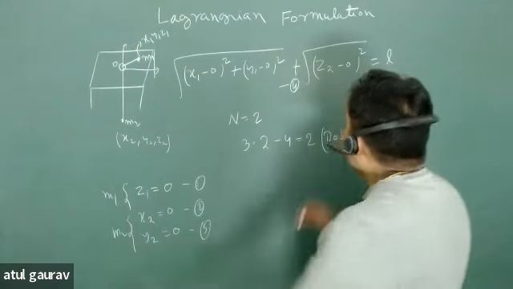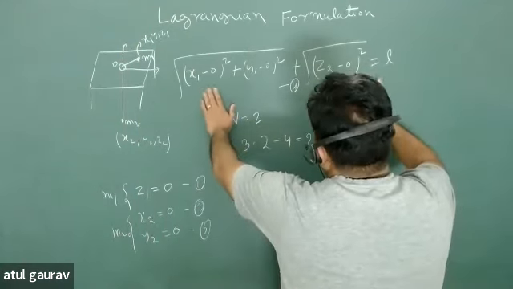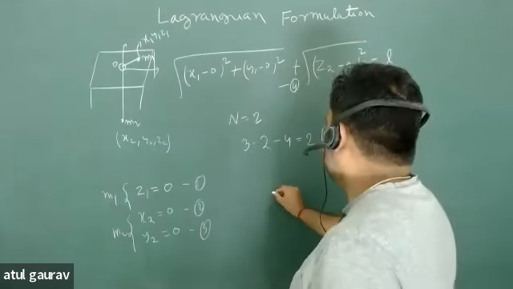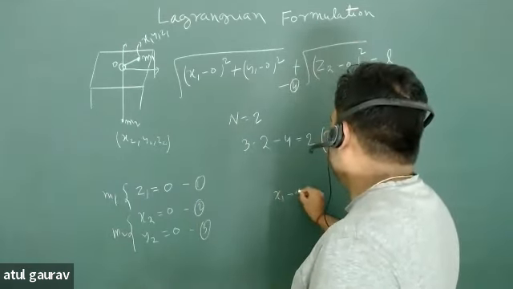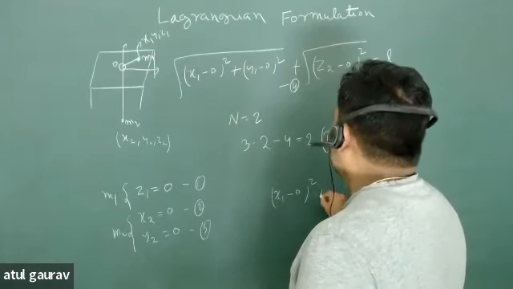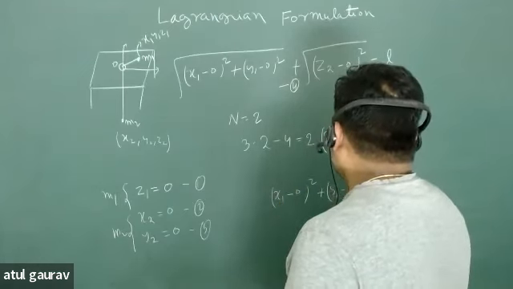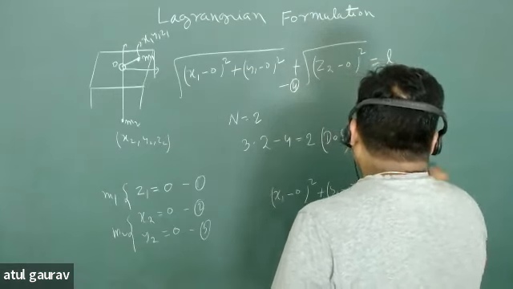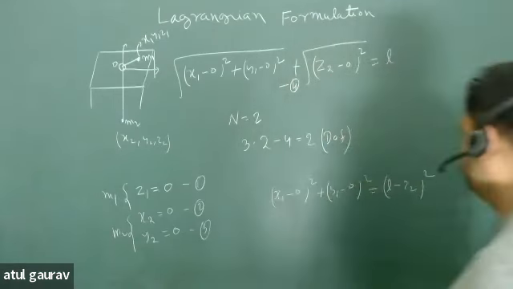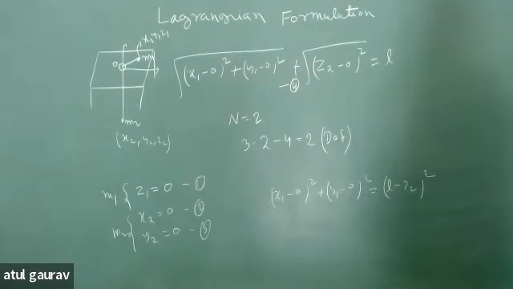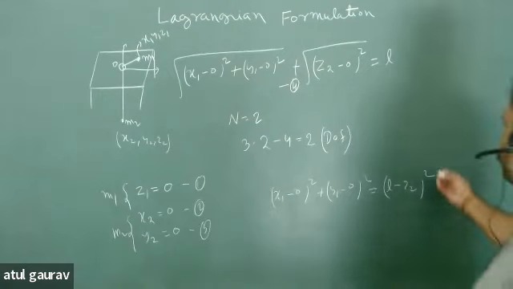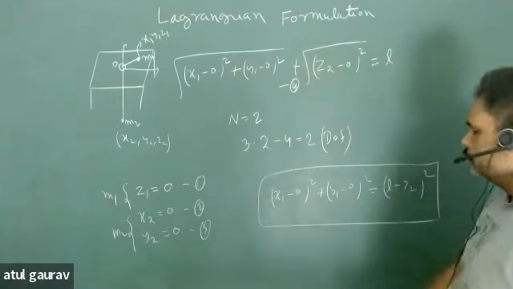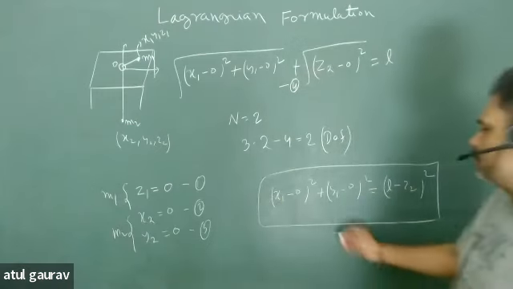Now, just tell me, can you visualize this equation? Can I write this equation as x1 minus 0 whole square plus y1 minus 0 whole square is L minus Z2 whole square? Can I write this? Yes, sir. So what is this equation? Equation of circle.